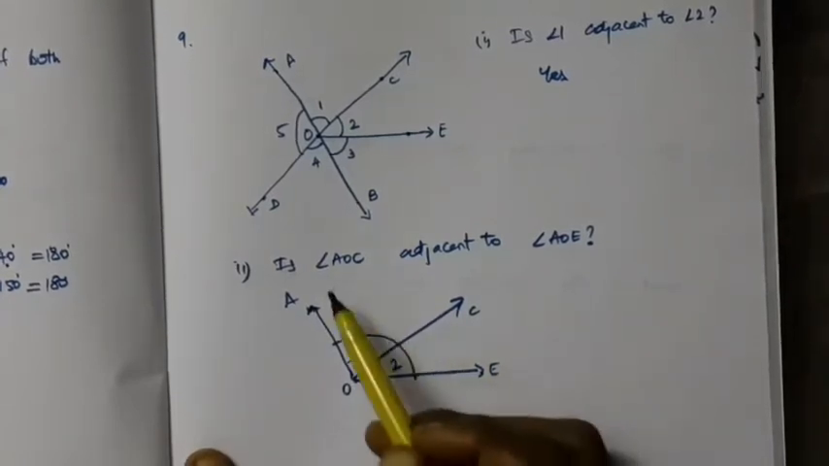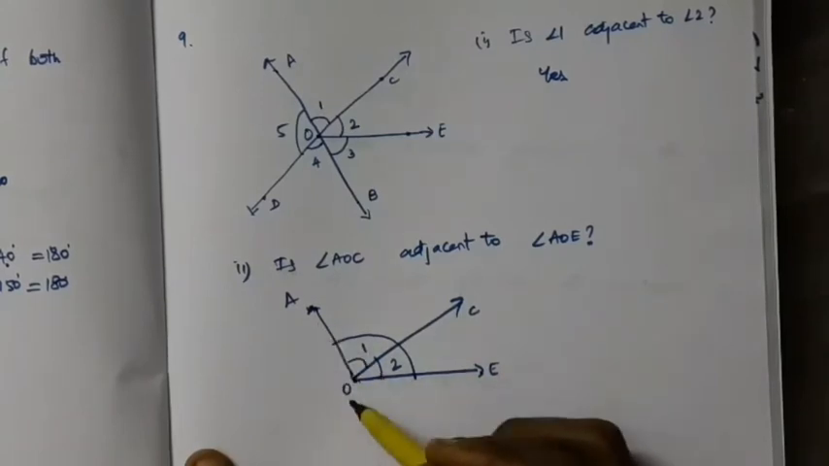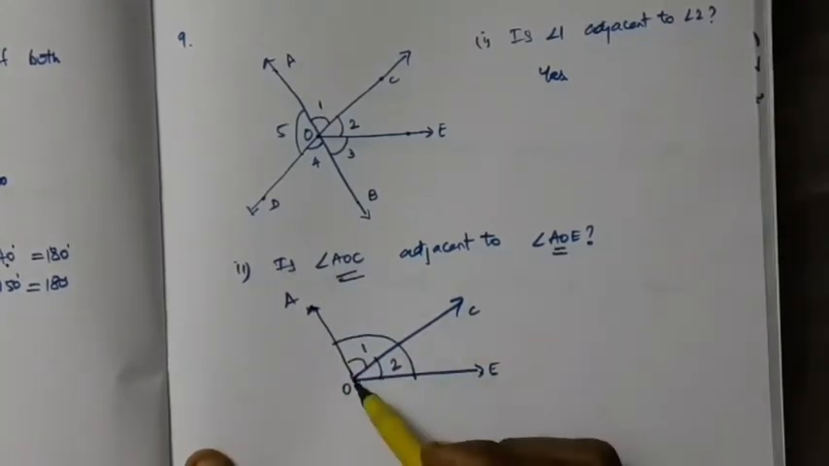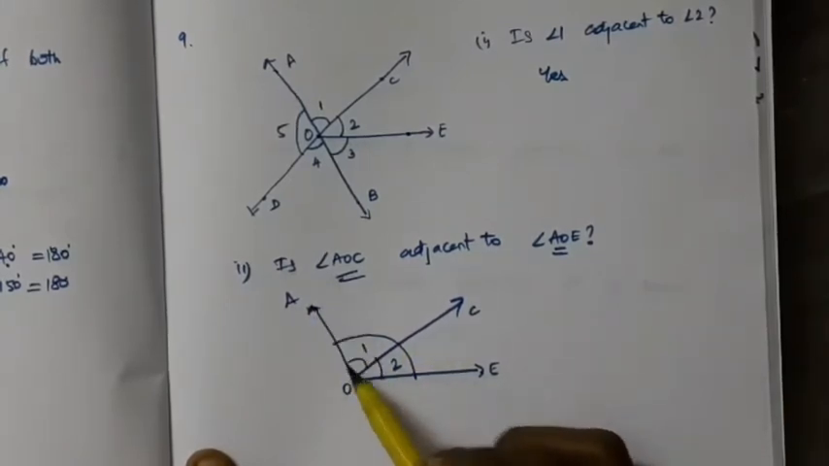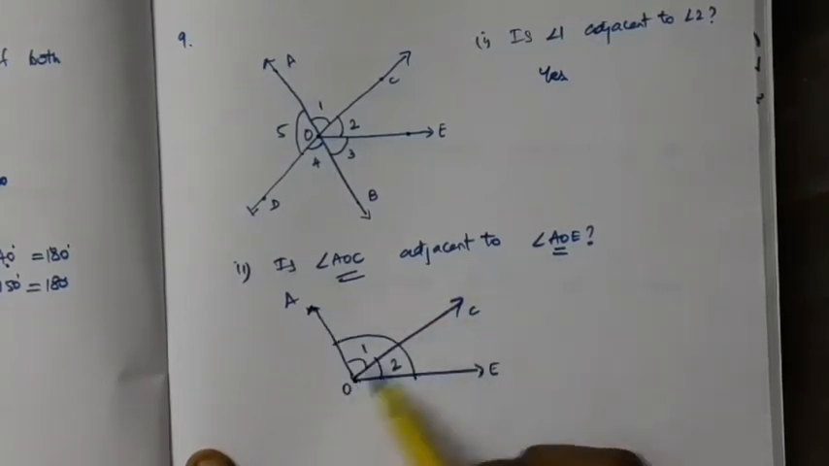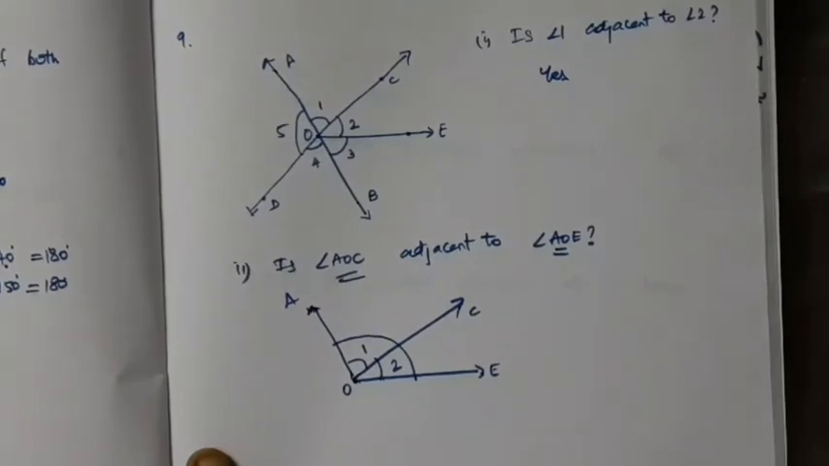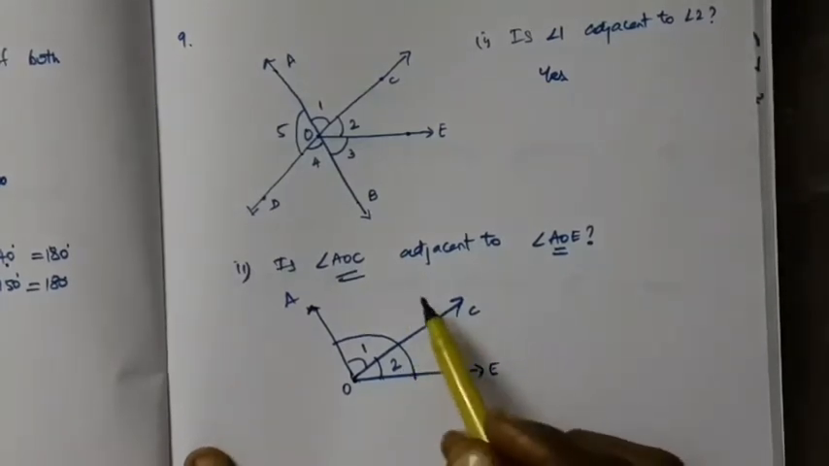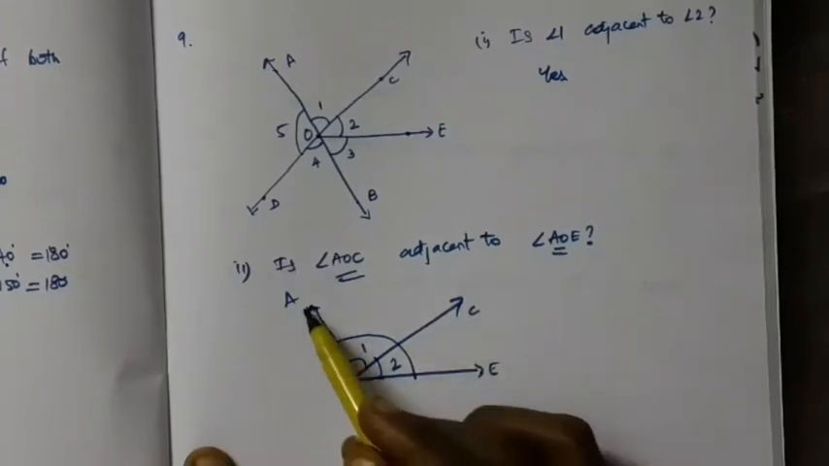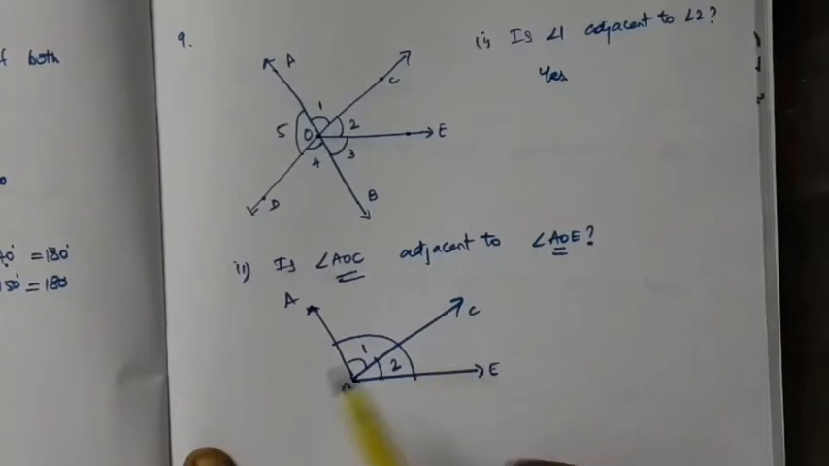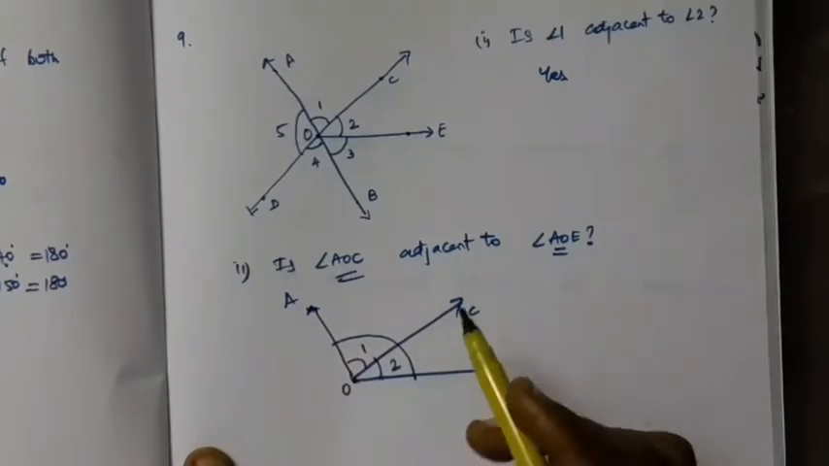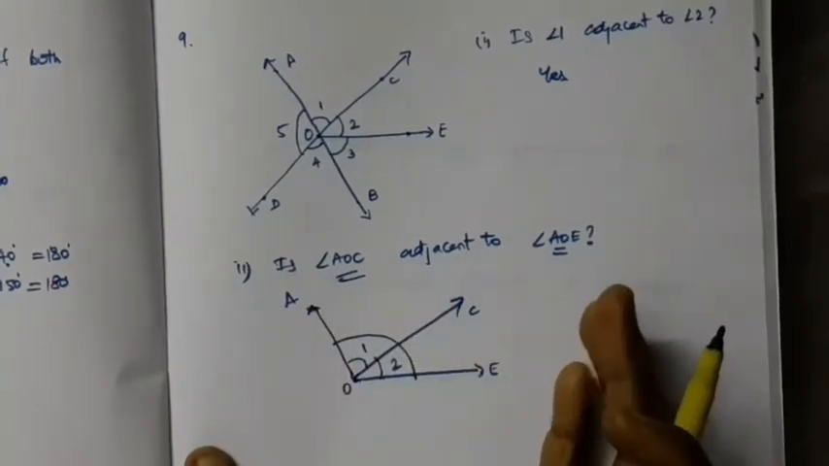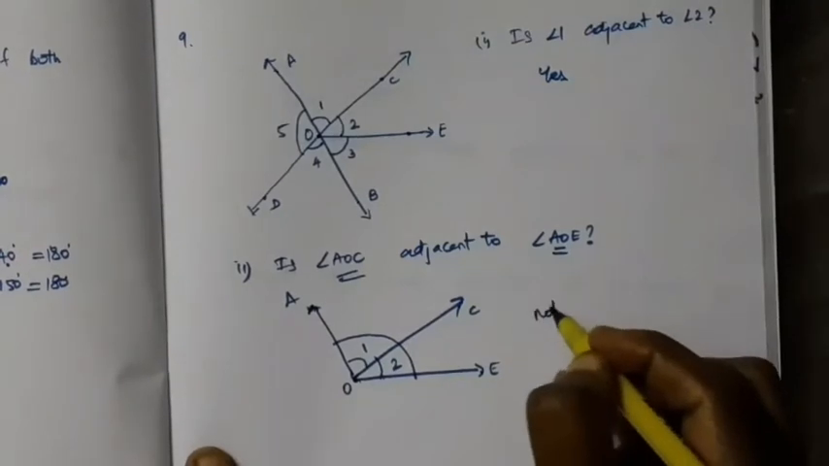Okay, they both have a common point, which is O. Both angles have a common vertex O. There is a common arm. What is the common arm? This AO is the common arm. Both angles have AO. AOC and AOE. If you are not able to understand what a common arm is, please watch the previous video. So why is it not adjacent? Because this is a common arm, the non-common arms should be on either side of the common arm. Here, both non-common arms are on the same side of the common arm. So they are not adjacent.